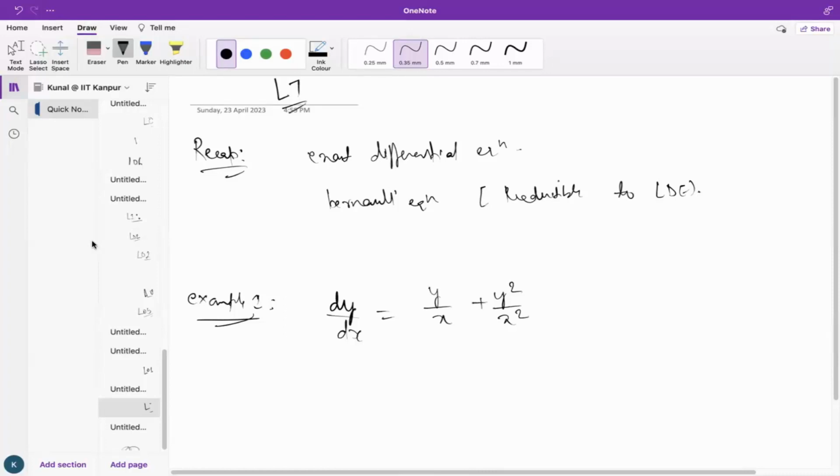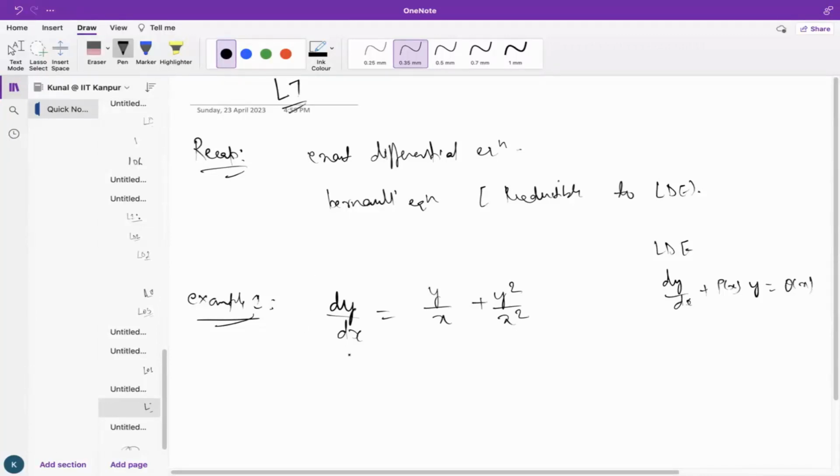Is this in the form of a linear differential equation? First try to figure out what the form of the LDE is. The form of LDE will be dy by dx plus P(x) times y equals Q(x), a function of x. But this is a mixture of x and y, so this is not an LDE. This is actually a Bernoulli equation, so we have to convert it into an LDE. Let's try to do that.